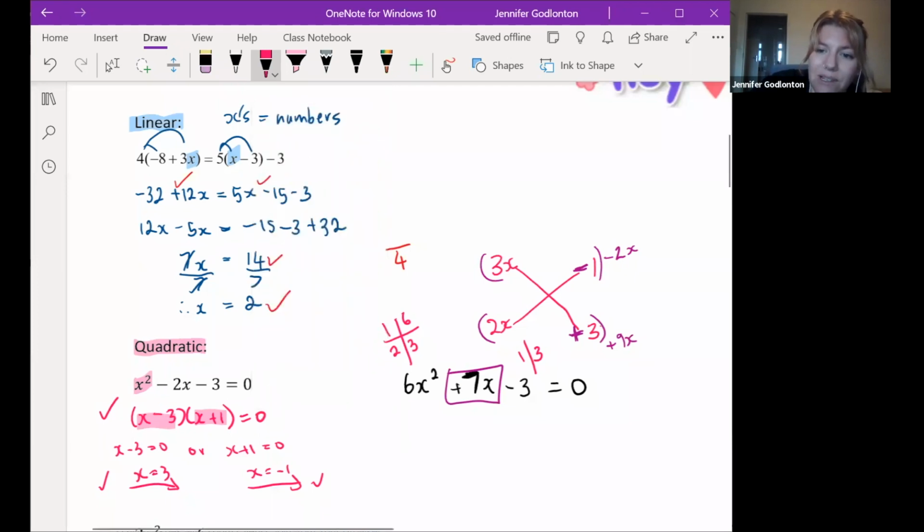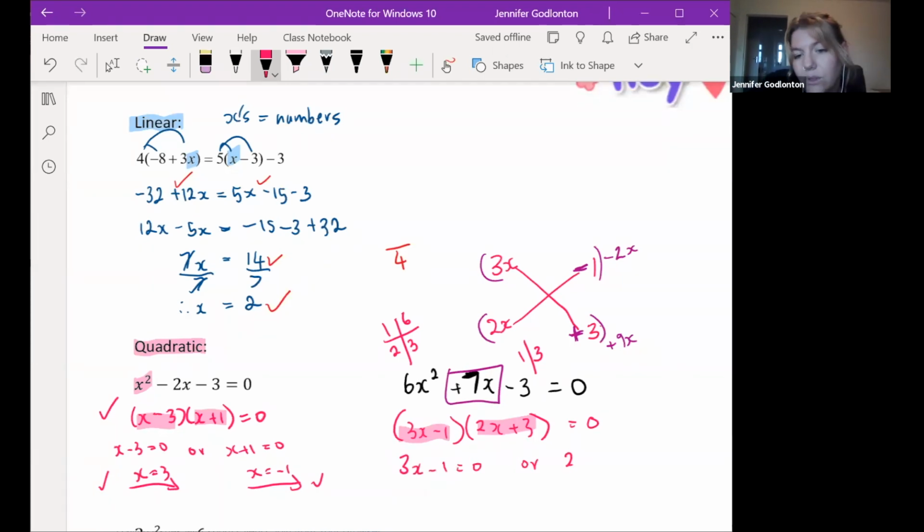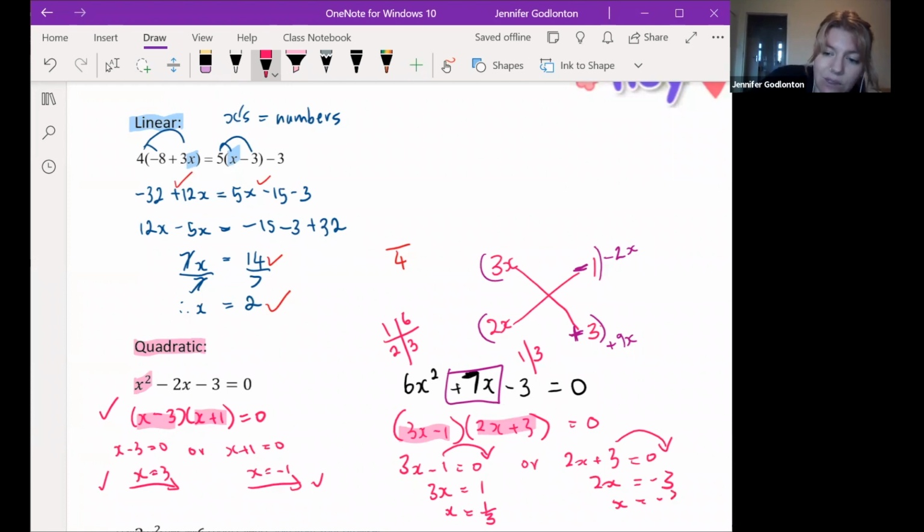So that means I'm going to land up with 3x minus 1, 2x plus 3, and that is equal to 0. Then we do the exact same thing we just did. Each one of those brackets needs to equal 0. So 3x minus 1 is equal to 0, or 2x plus 3 is equal to 0. We're going to move that 1 over. So 3x is equal to 1, which means x is equal to 1 over 3. Move that 3 over. So 2x is equal to negative 3, which means x is equal to negative 3 over 2.